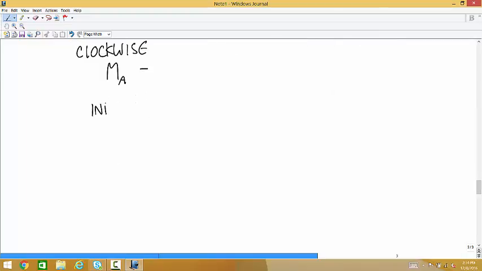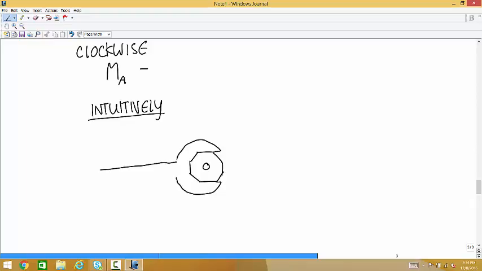Intuitively, here is how to think about a moment. Okay, so say you have a bolt that's stuck, it's hard to turn, and you're trying to turn it with this wrench. Let me try to make this a little more level.